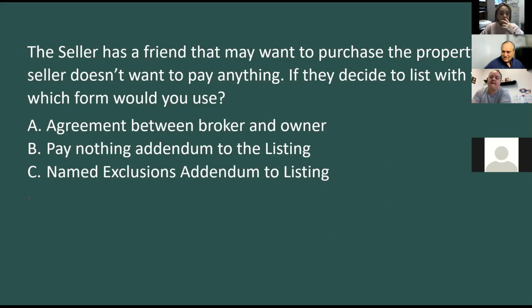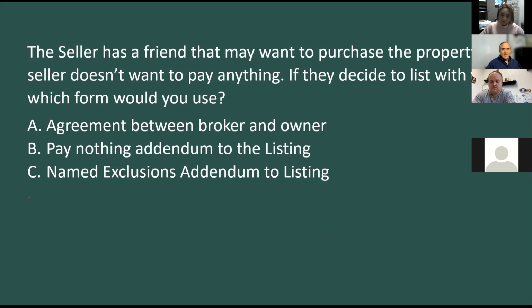All right, so yeah, the answer is C. Named exclusions. And when we look at that, so again, in this situation, the seller has a friend that wants to buy the property, but they don't want to have to pay anything.